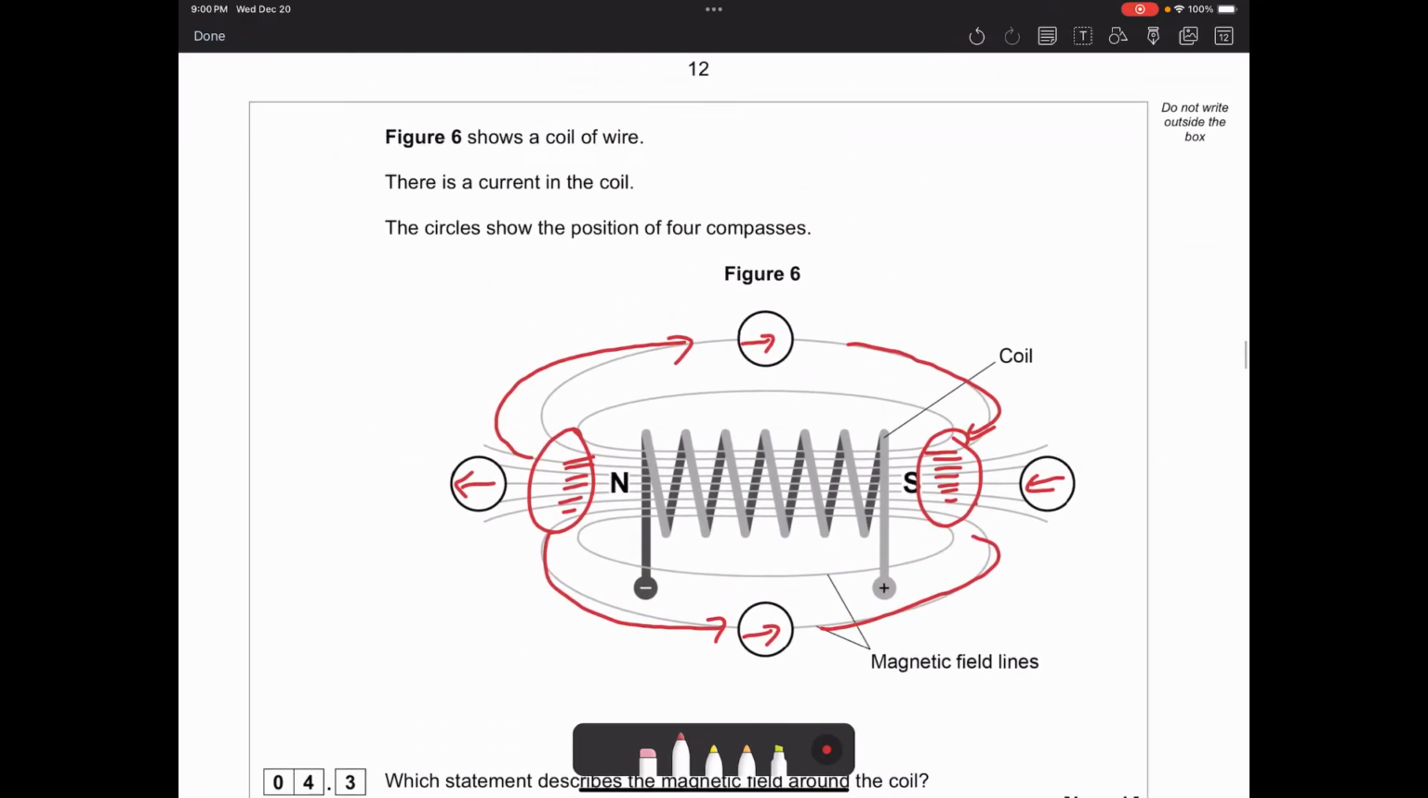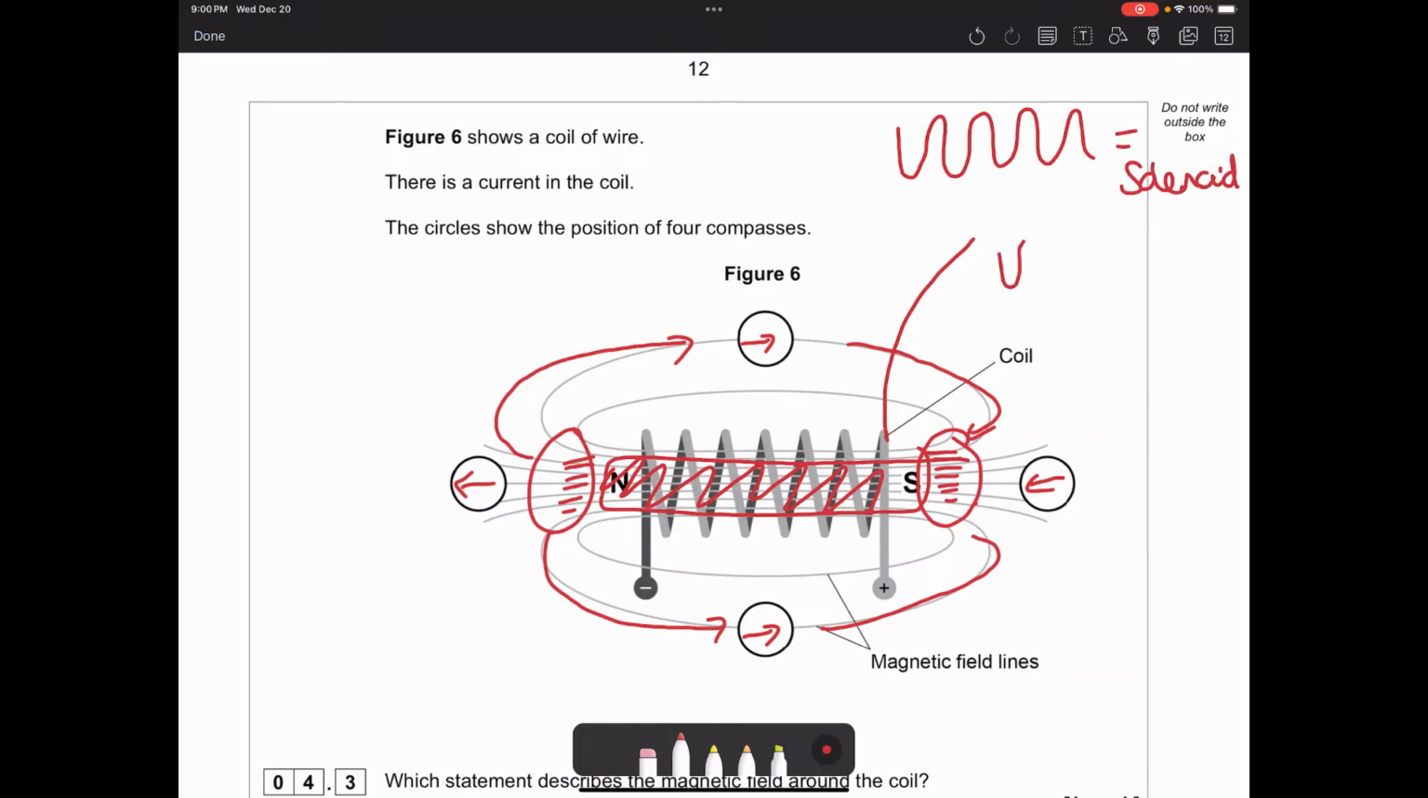So this is just an individual coil of wire that is sometimes called a solenoid. So if you've just got a coil, it is called a solenoid. But if you've got a coil of wire with an iron bar in the middle, that is what we then call an electromagnet.